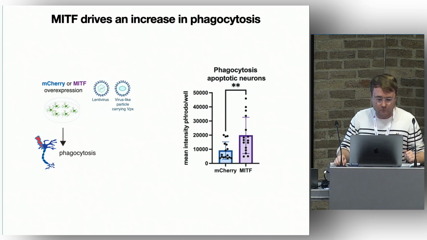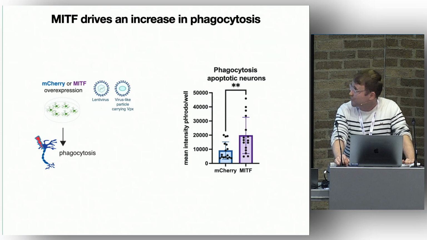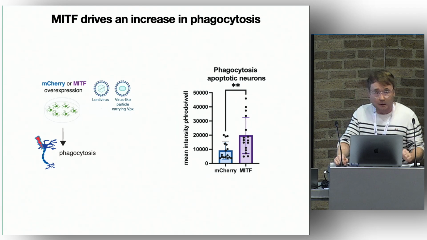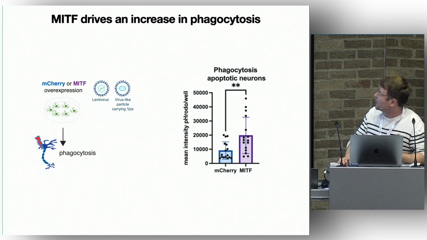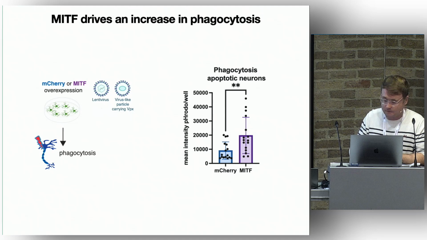Collectively, these results suggest that MITF is an important regulator of the neurodegenerative DAM signature and also drives increased phagocytic function. Currently, we're creating knockout lines for these iPSCs to target MITF and also to investigate the other transcription factors nominated in our epigenetic analysis.